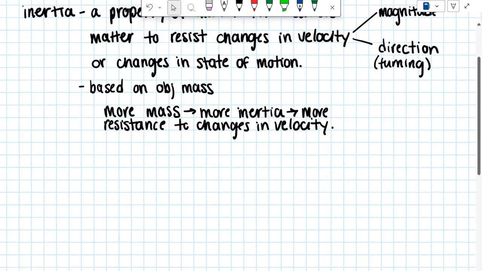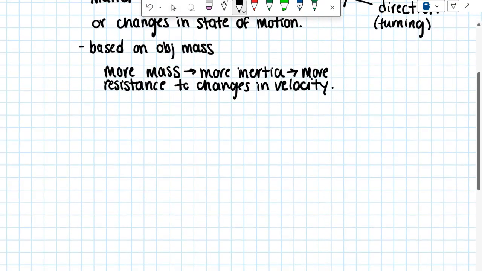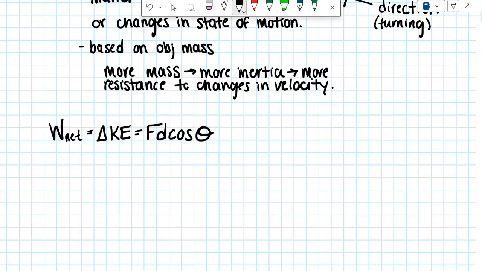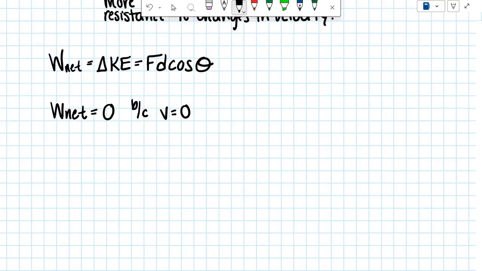Okay. So we talked about inertia previously when we were talking about kinetic energy and why we needed to apply forces to change an object's kinetic energy. And we said we needed to apply forces because these objects have inertia. Okay. And we related that applied force to the work being done. And we ended up coming up with an equation that says the net work equals the change in kinetic energy equals FD cosine theta. So previously, up until this point, we have been looking at situations where the net work is zero because the velocity is zero, right? We are at rest. And we said, if we are at rest, then the net force in a specific direction must be zero. We were completely at rest, so we had the net force in the x direction equal to zero, and the net force in the y direction equal to zero.